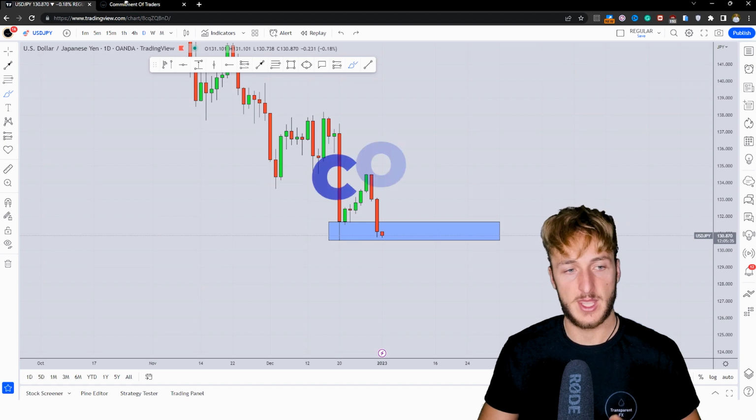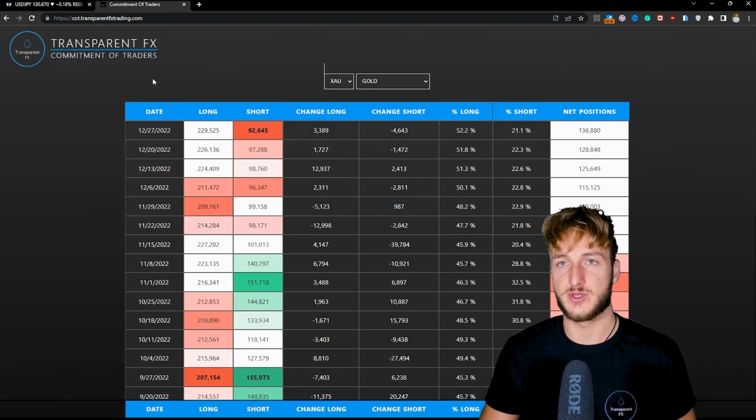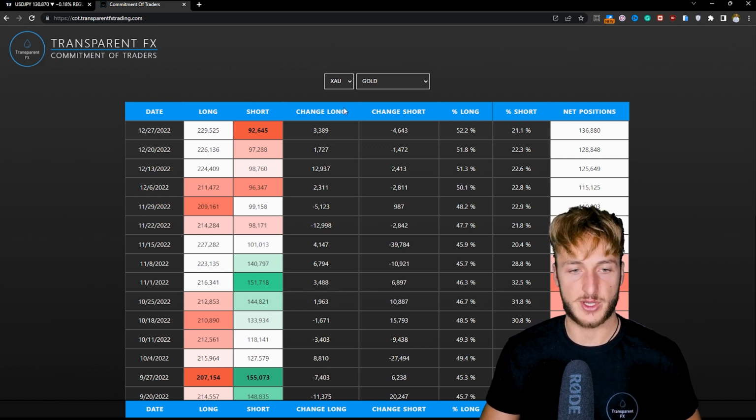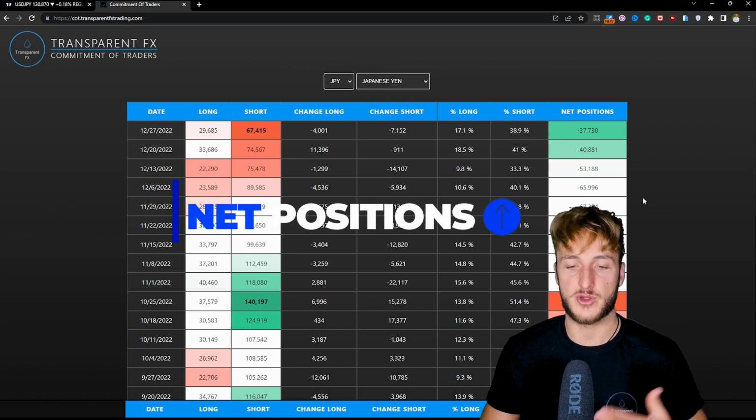Now, if we go and see what we have when it comes to the commitment of traders, so the COT data, which is what the non-commercials, so the biggest speculators in the market are doing, and we check the data for the JPY, we can see how we're continuing to get stronger and stronger and stronger.